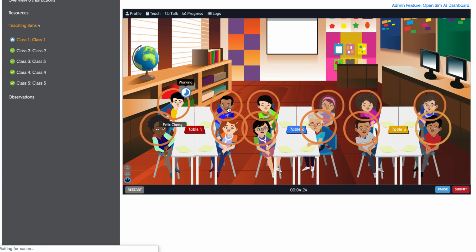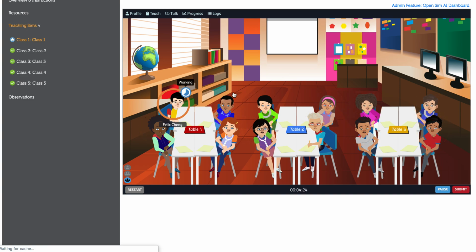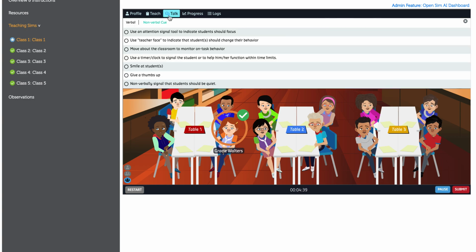Felix is working. And I know this from these little progress indicators. I learned that when I went through some of the earlier tutorials. Terrence is done. He's smiling. He's happy. Robert is done. Gracie is done, but she's got such a sad expression on her face. Their expressions really do matter. So I'm just going to check in with Gracie.